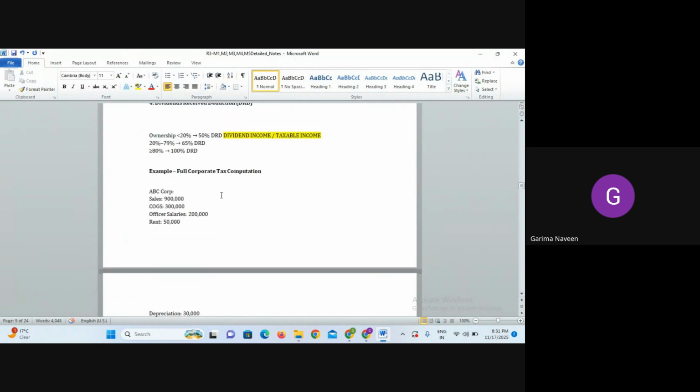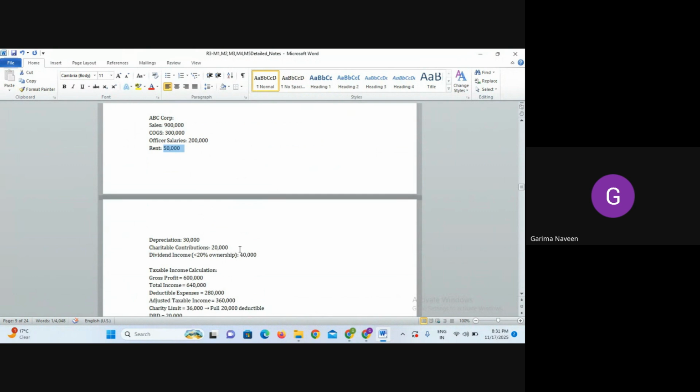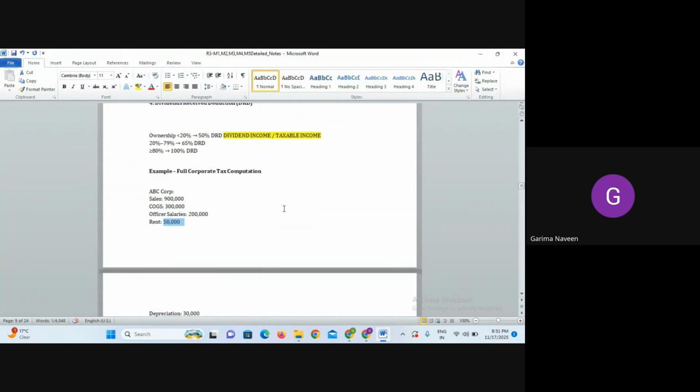Okay, let's take this example first, then I will take another example. You have a corporation with sales of $900,000 and a cost of goods sold of $300,000. Officer salaries, rent, depreciation, charitable contribution, and dividend income are given. You have to calculate the taxable income first. The basic formula to calculate the tax is, first of all, you report your gross income and subtract the ordinary deductions.